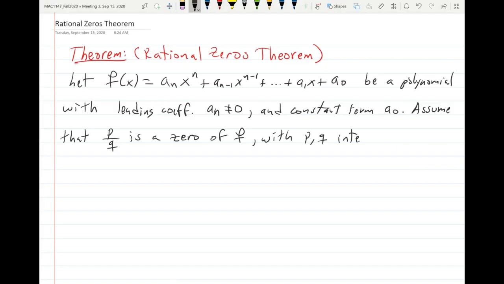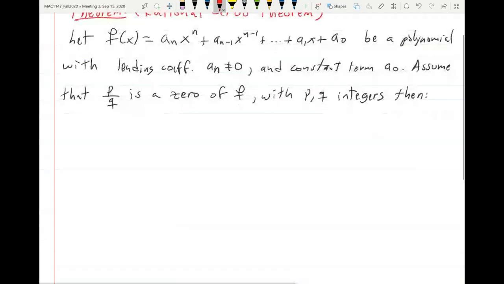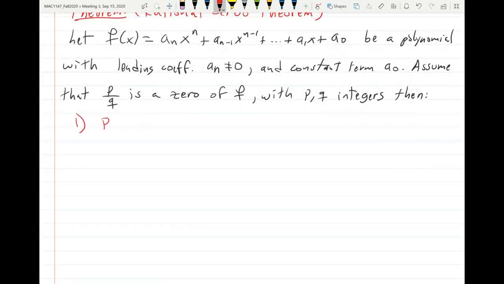Here I'm saying that we have a rational zero. That's what a rational number is. It's a fraction with the top and bottom being integers. With p and q integers, then what we can deduce is the following. So number one, p, so the numerator of that zero, is a factor of the constant term.